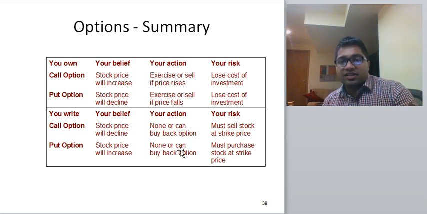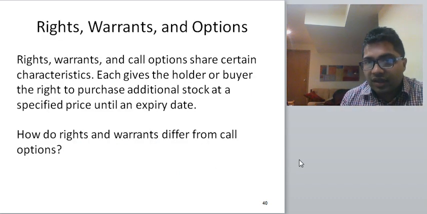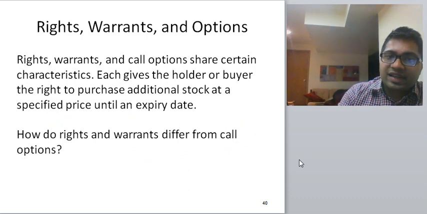You take no action, or you can buy back options at a later date. Your risk is you must purchase the stock at the strike price. Next are rights warrants and options. Rights, warrants and call options share certain characteristics. Each gives the holder or buyer the right to purchase additional stock at a specified time until expiry.